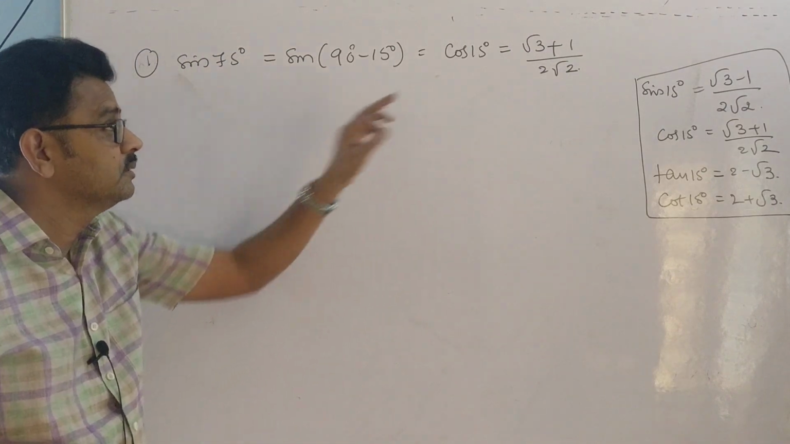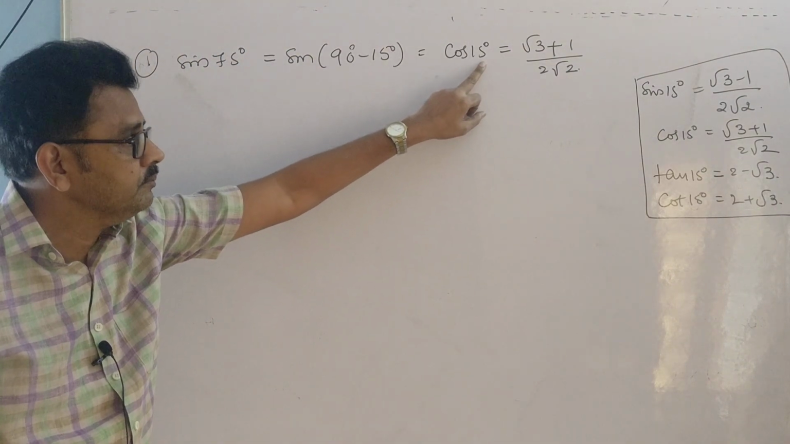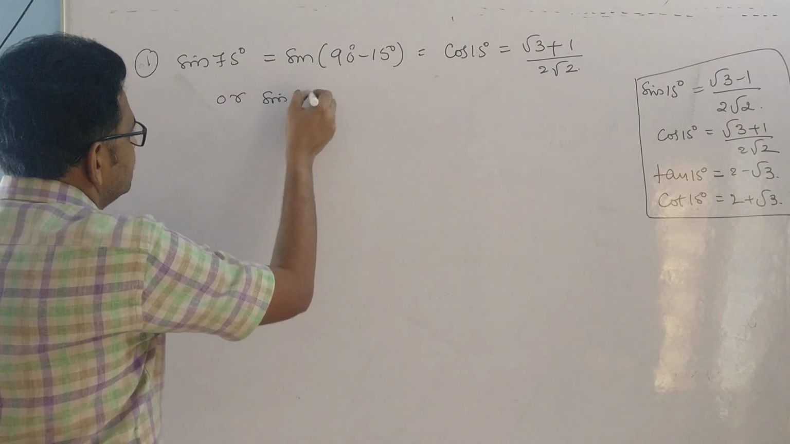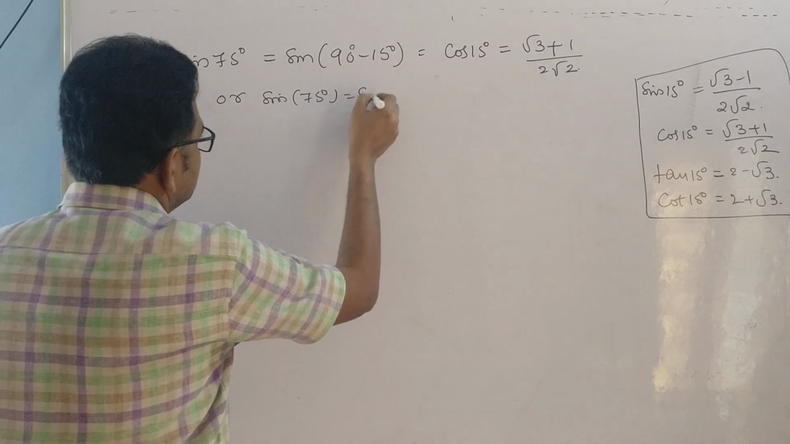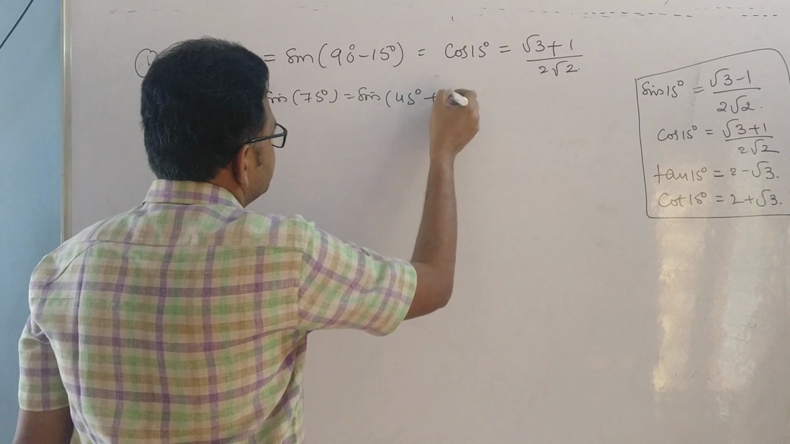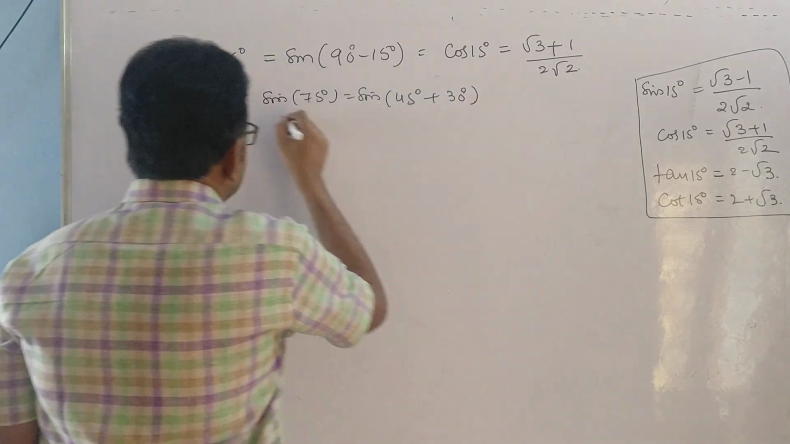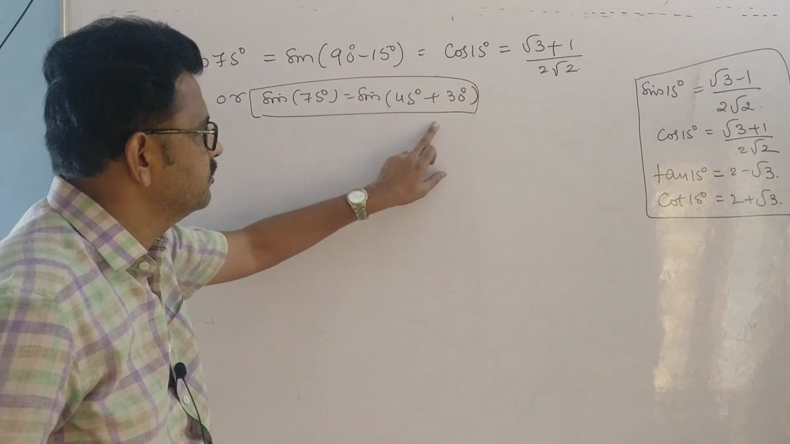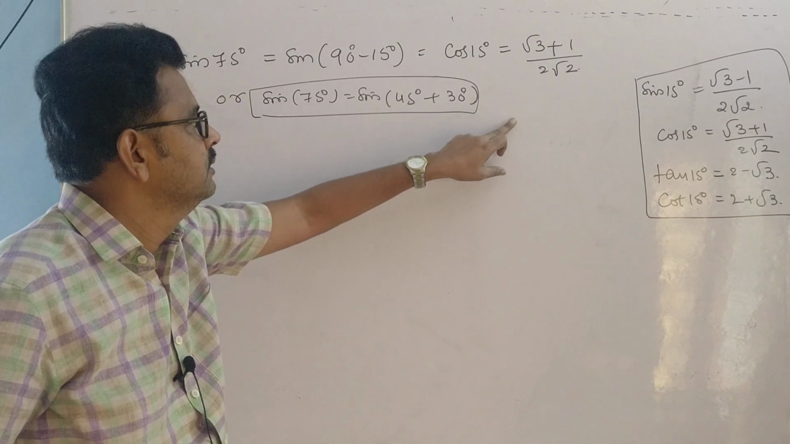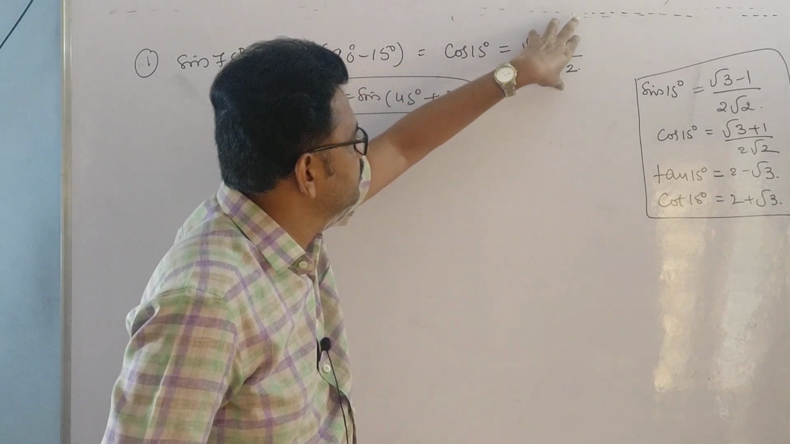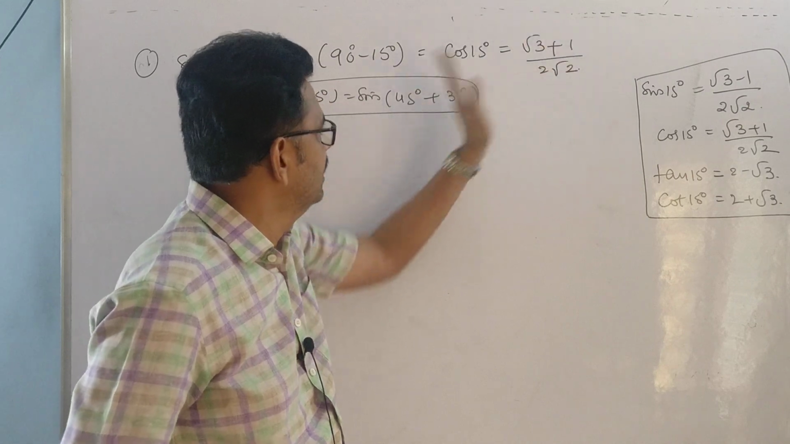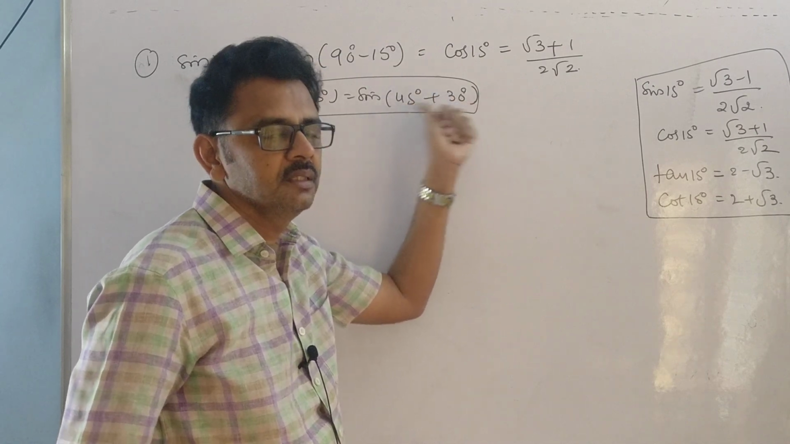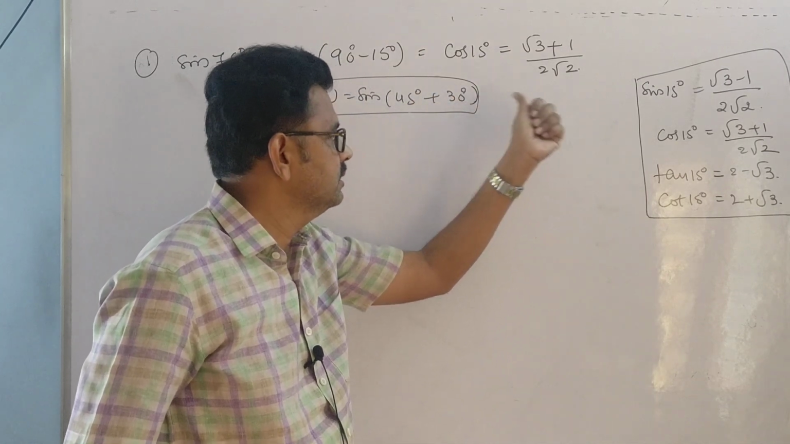Suppose you forget this formula, then you write sin 75 degrees as sin of 45 degrees plus 30 degrees, and using the sin of a plus b form, sin a cos b plus cos a sin b. If it is easy for you to remember this formula, simply you can write the value. Sin 75 can be written as sin of 45 degrees plus 30 degrees, sin a cos b plus cos a sin b.